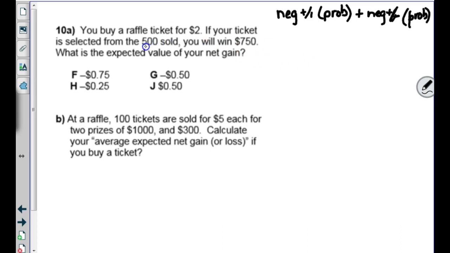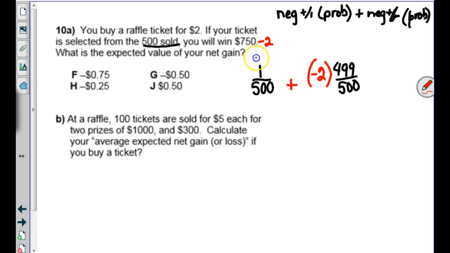If you buy 500 tickets sold, I'm going to start with that. What's your chance of winning? There's only one winning, right? And the other 499 are losers. Okay. What are the losers losing? So you got to make sure it's a -2. What is the winner gaining? Yes, he had to buy a ticket, so he really only gained $748.